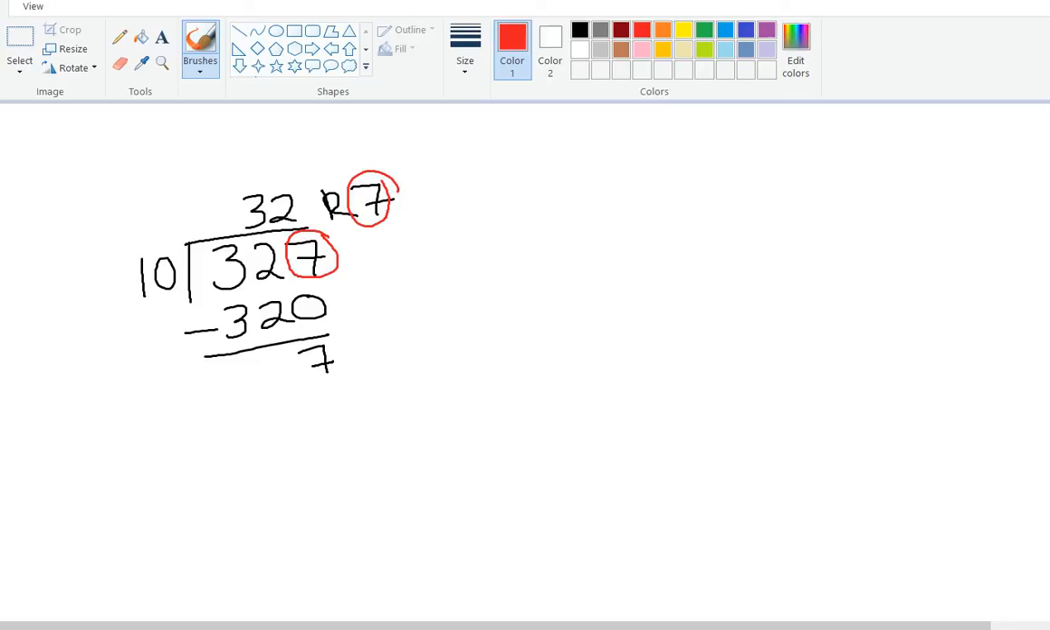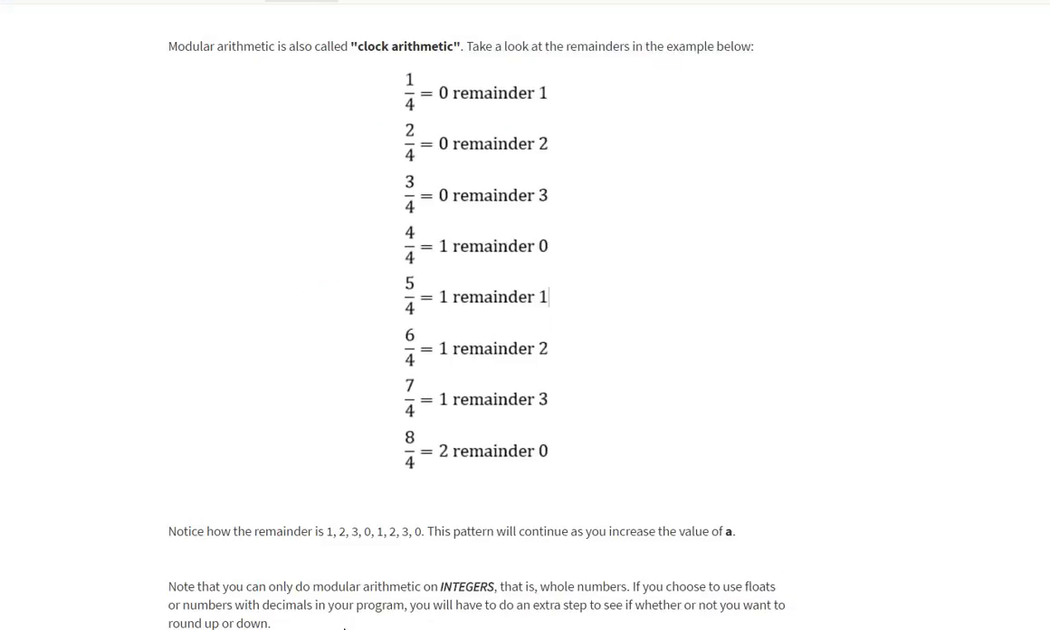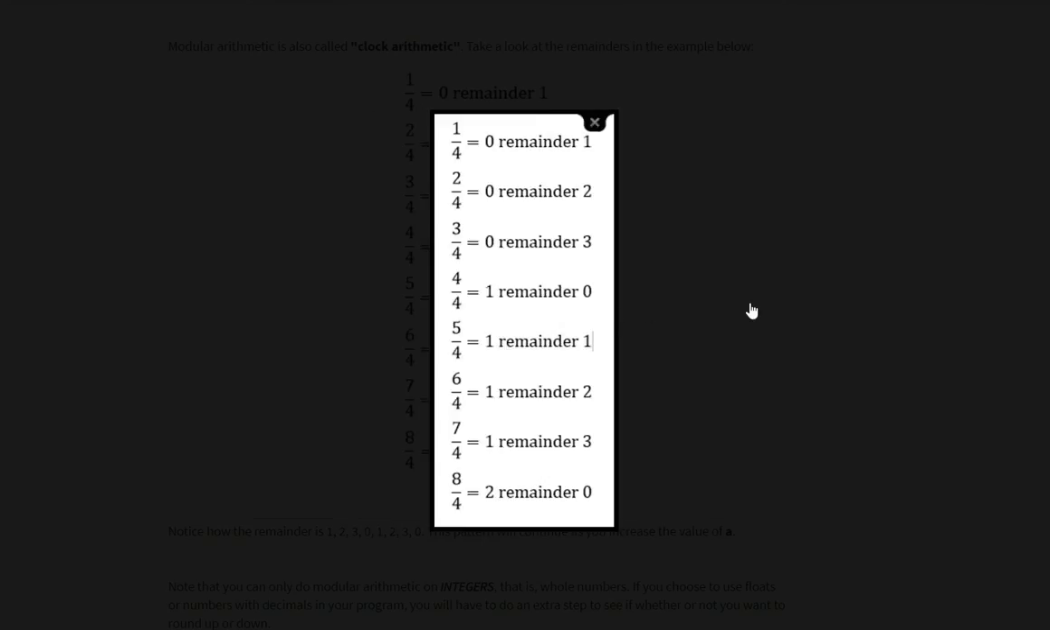Now, to point out, modular arithmetic is clock arithmetic. If you take a look at this, we're doing 1 divided by 4. We get 0, because 4 goes into 1 0 times, with a remainder of 1. When we do 2 divided by 4, we get a remainder of 2. 3 divided by 4, we get a remainder of 3. But when we're dividing something that's evenly divided by this, we get a remainder of 0. And it starts over again. Remainder of 1, 2, 3, 0.